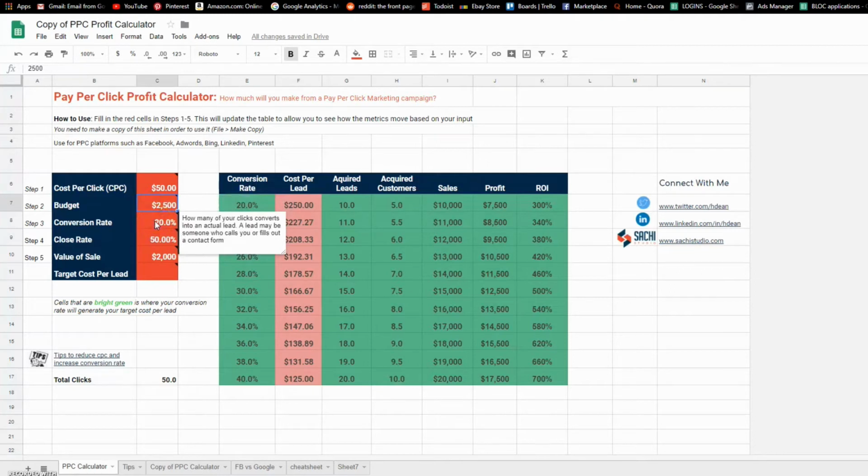My conversion rate basically means how many of your clicks will convert into an actual lead. So how many people who end up landing on your landing page from an ad will actually convert into a lead? How many of them will give you a call, how many of them will submit a contact form. So let's say my conversion rate is 20%. What that basically means is that for every 10 people who land on the page, 2 of them will convert into a lead. 2 of them will take action.